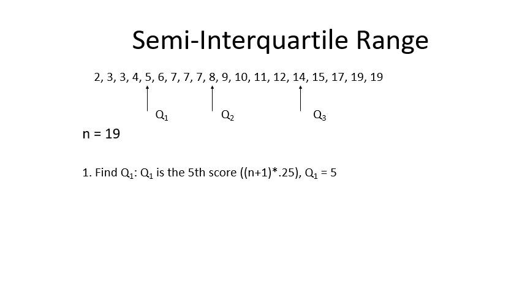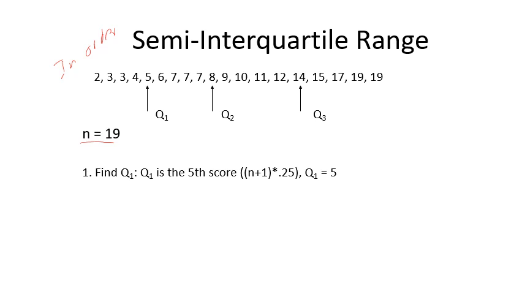So to get the first quartile, again, let's just real quick before we do that, calculate this median again. So our n here is 19. We put the values in order. For the interquartile range and semi-interquartile range, just like the median, you need to put the values in order.